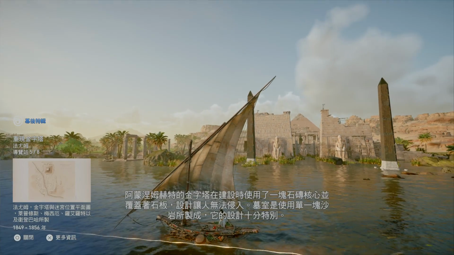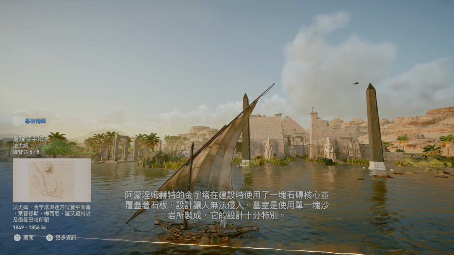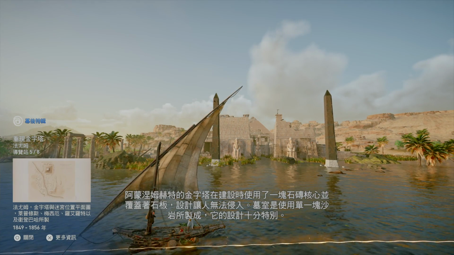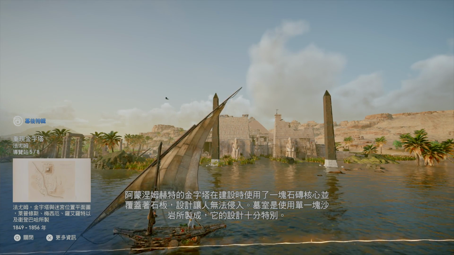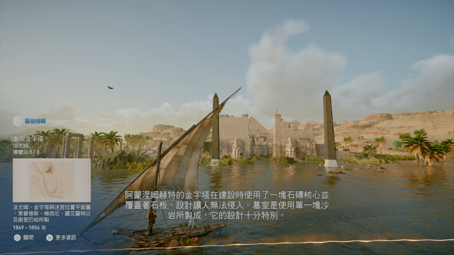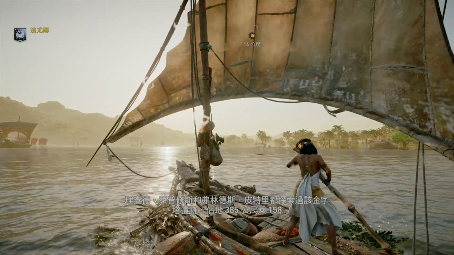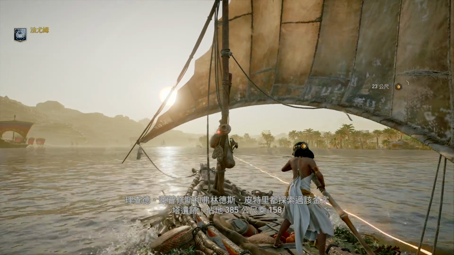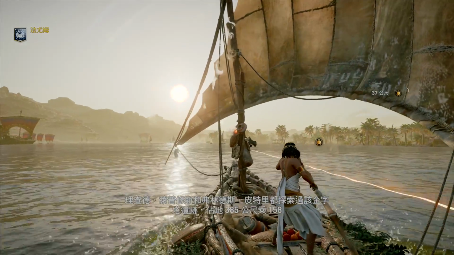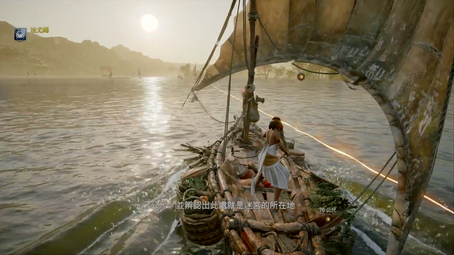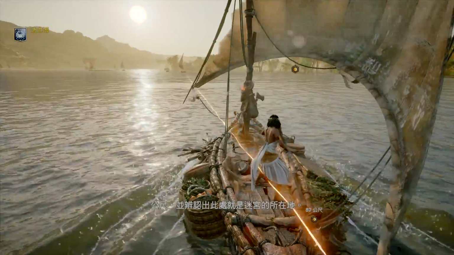Amenemhat's pyramid was built with a brick core and covered with stone slabs, designed to be impenetrable. The burial chamber, made out of a single block of sandstone, is unique in its design. Richard Lepsius and Flinders Petrie both explored the pyramid site, measuring 385 meters by 158 meters, and identified it as the location of the labyrinth.